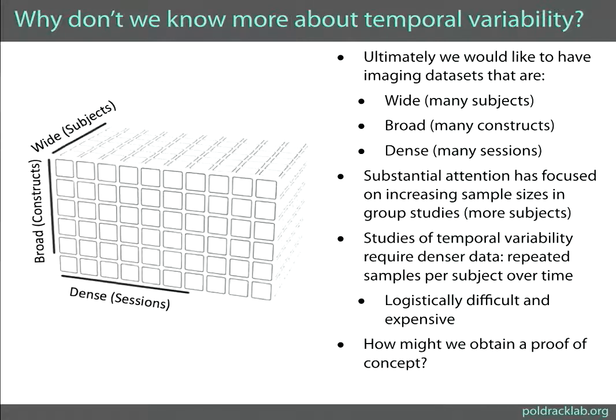But there are other dimensions as well. One is we'd like to have them imaged on lots of different things. And one of the trade-offs you have to make in these big studies is that you image a bunch of people, but you're actually imaging each one on relatively few particular phenotypes. We're really interested in that as well. I'm not going to focus on that today.